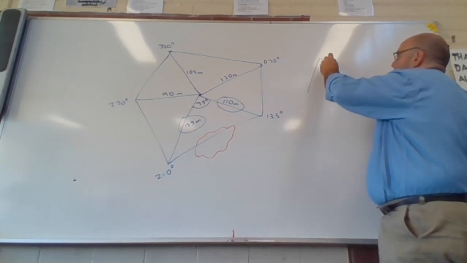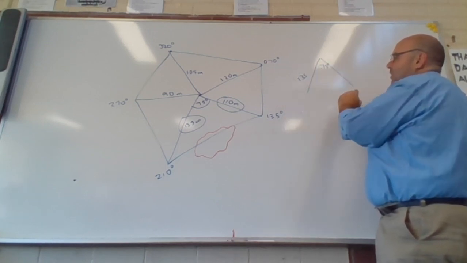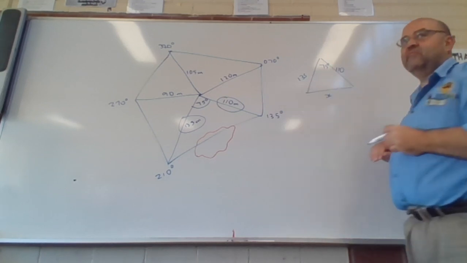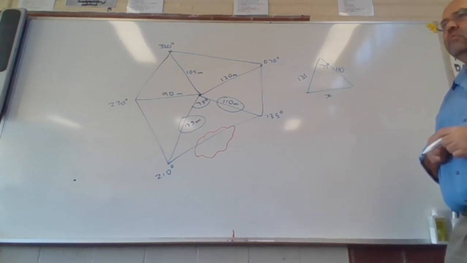I've got 75 degrees up there, 135 metres there, and 110 metres there. And I don't know what this length over here is. Well, that's just a straight up simple cosine rule problem.